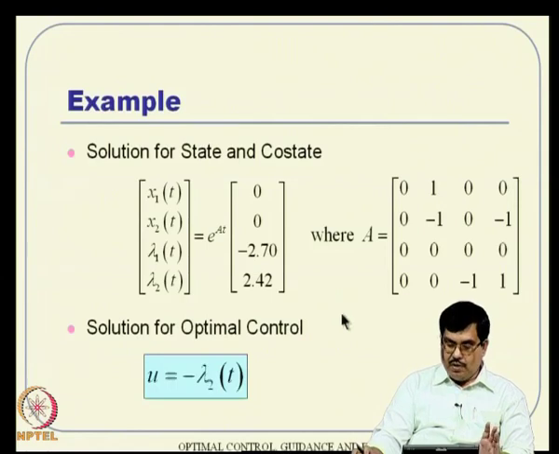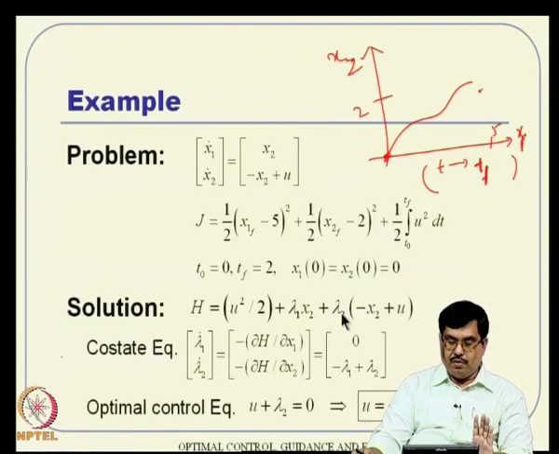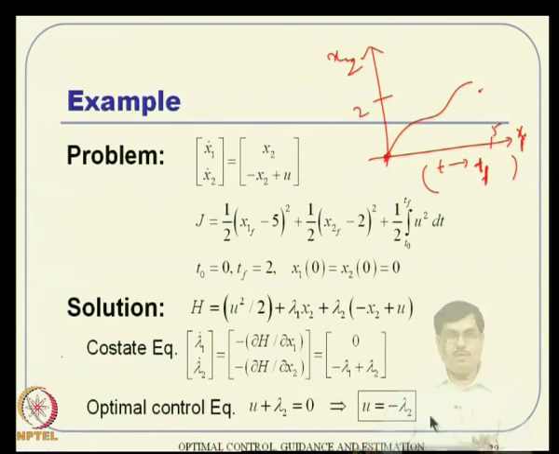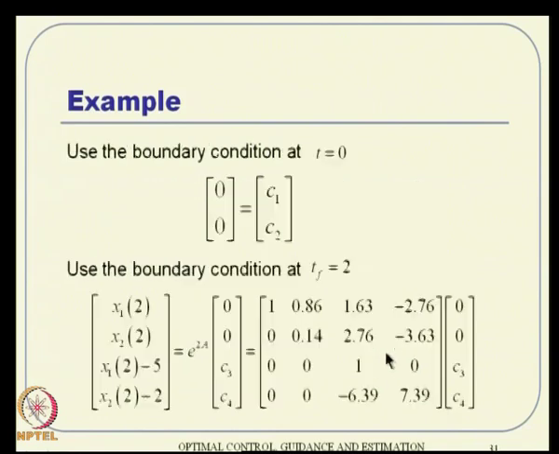But remember, to get this value it is so much difficult, because even though we started with a very simple looking problem and we observed that u is nothing but minus lambda 2, to get that lambda 2 is not that easy a process actually. It goes through a lot of algebra and then ultimately you will get it there.